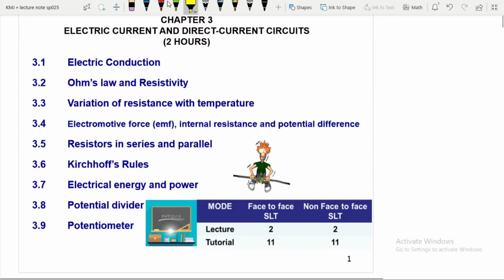Alright, so today I'm going to review, give a lecture about chapter 3, electric current and direct current circuit. Okay, in this chapter we have 9 subtopics. It's quite a long chapter. Okay, so we're going to have 2 hours of lecture and 11 hours of tutorial. So I'm going to go through these subtopics one by one for you.